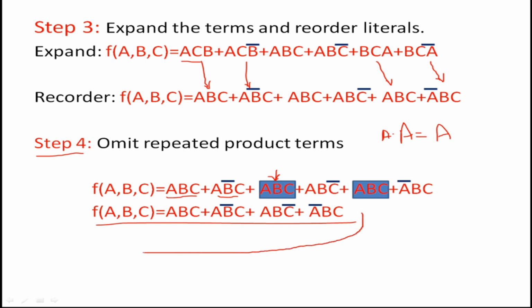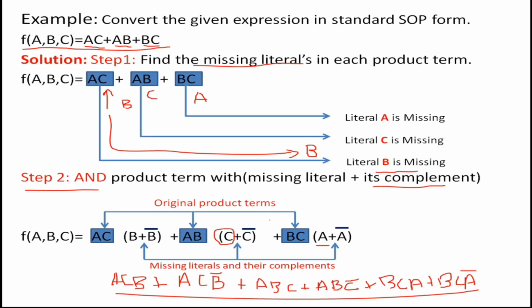So this expression which we have obtained after removing the repeated product terms from the reordered expression is nothing but your standard sum of product form. Getting it? So these are the steps we are going to use in converting a given SOP into a standard SOP form. Let us see first.